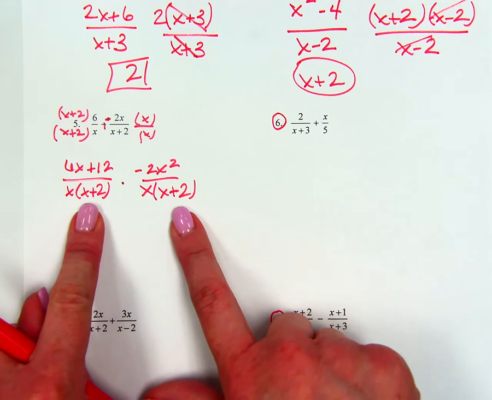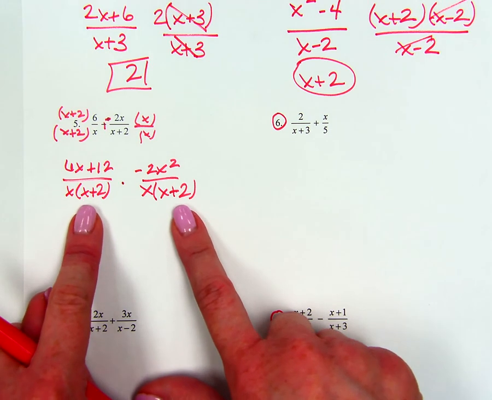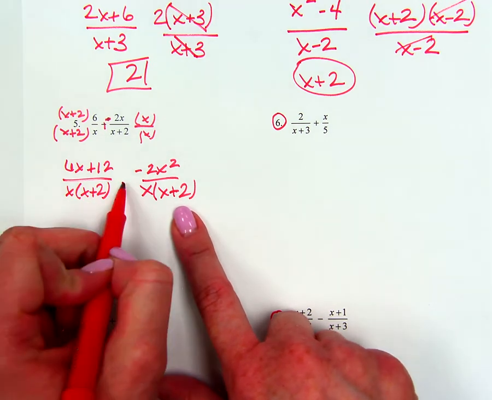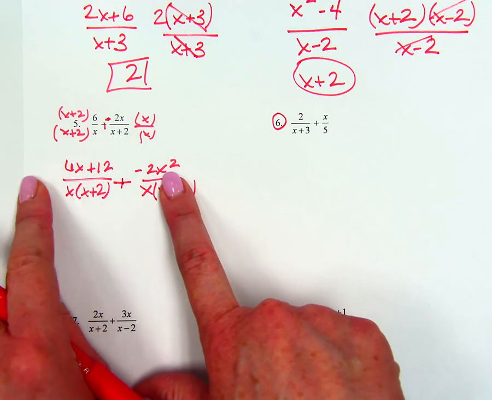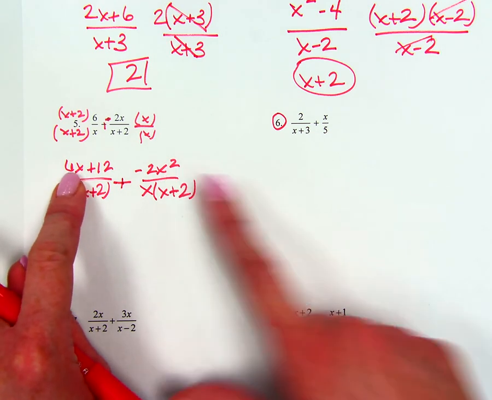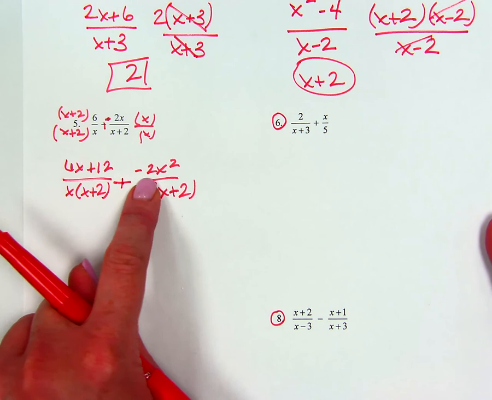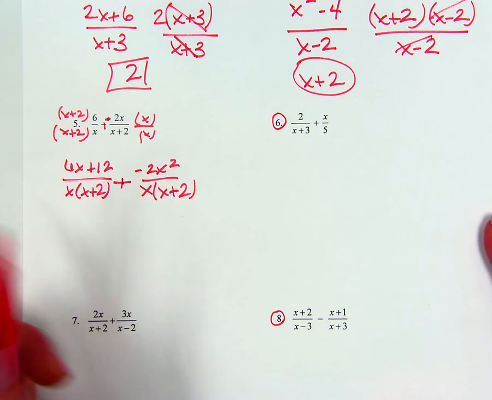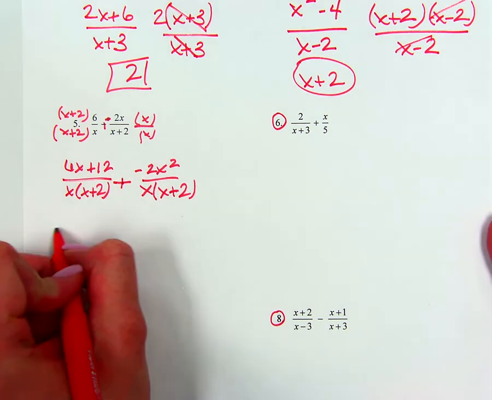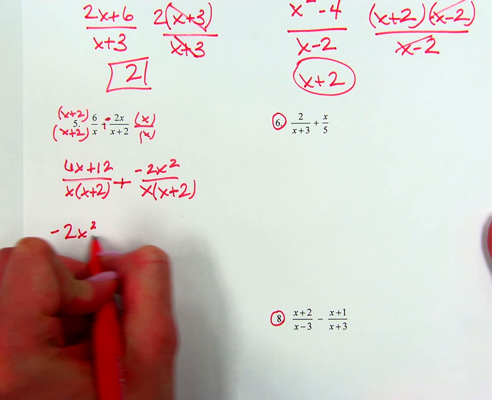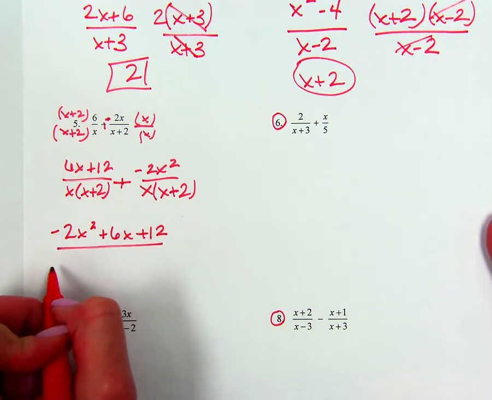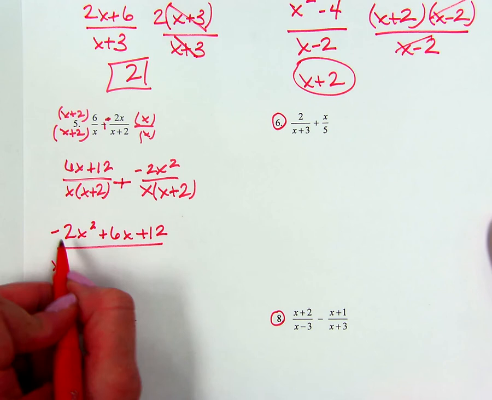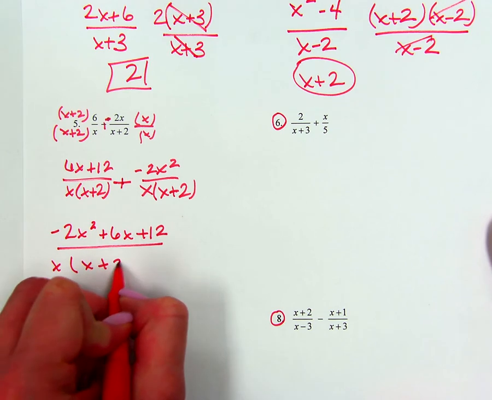So now I have my denominators that are the same. So all I'm going to do is combine my like terms in the numerator. So for number 5 here, I have 6x plus 12 minus 2x squared. So I'm going to write those in descending order. So I'm going to start with my negative 2x squared plus 6x plus 12 all over x times x plus 2.